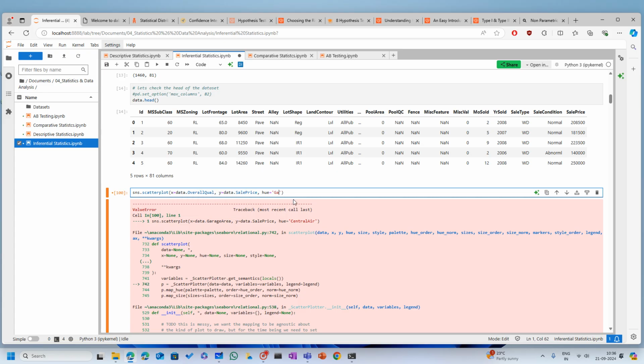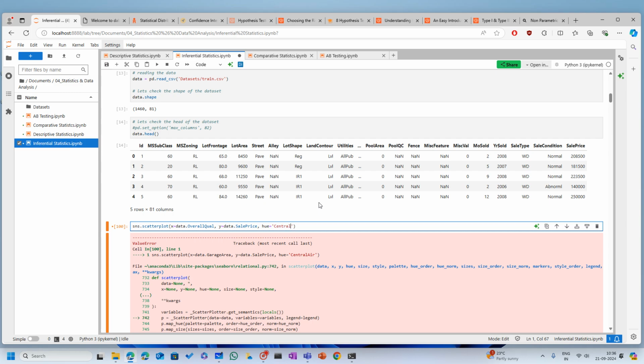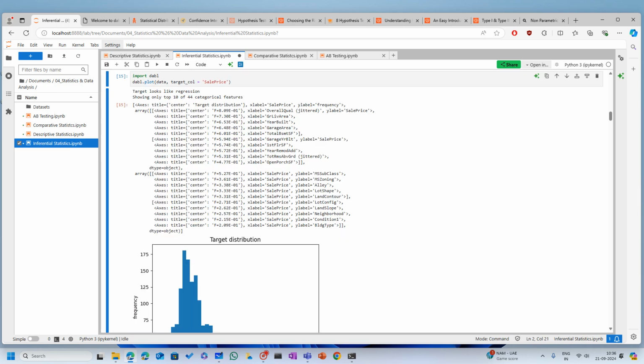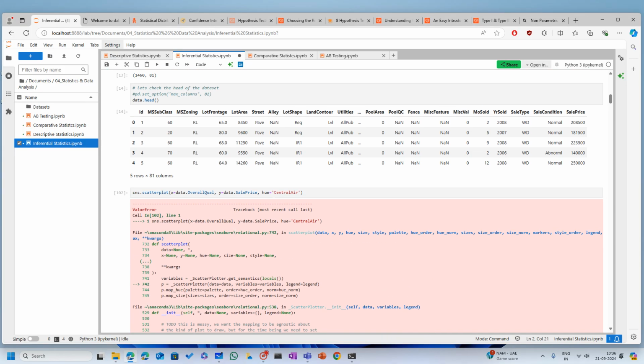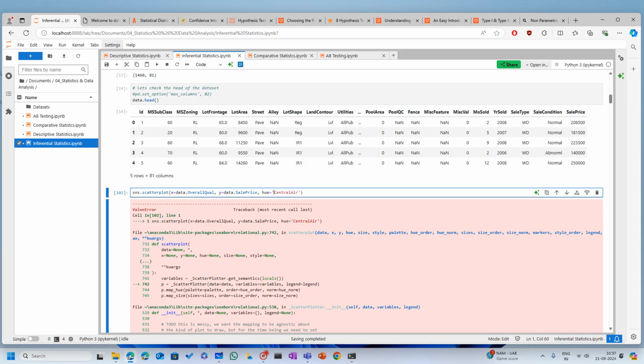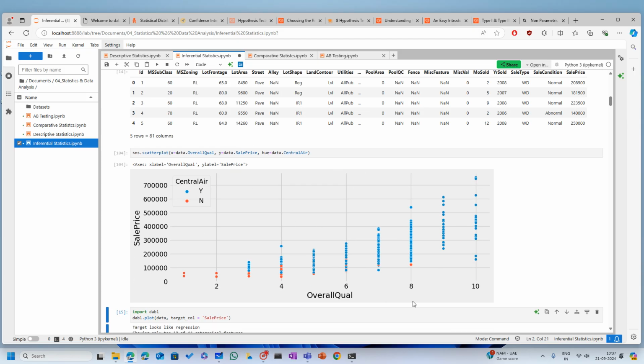Okay, so here you can run it as central layer. Spelling is correct, right? Central layer. Okay, or we can have data dot central layer. Ideally you can pass it as string also.